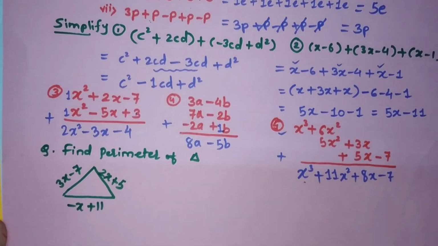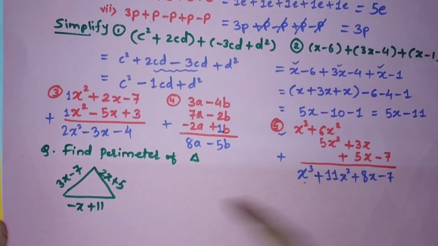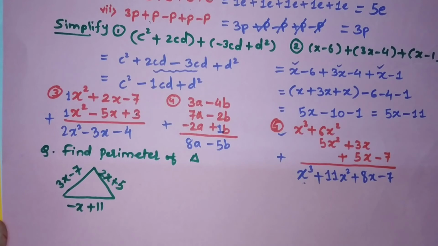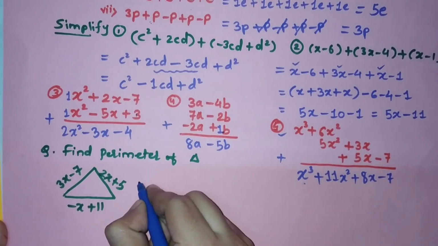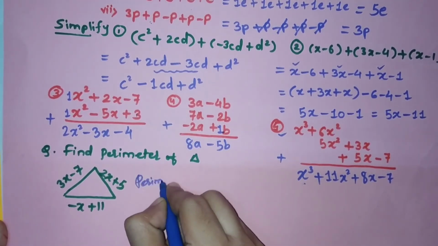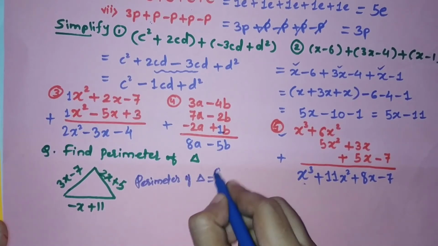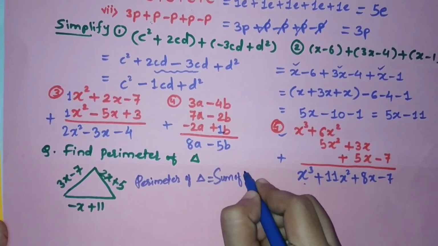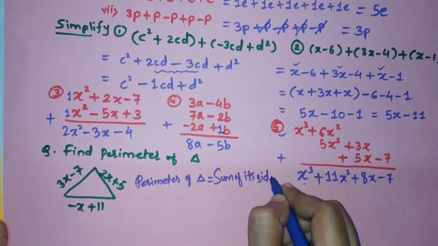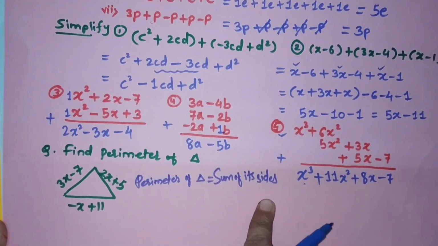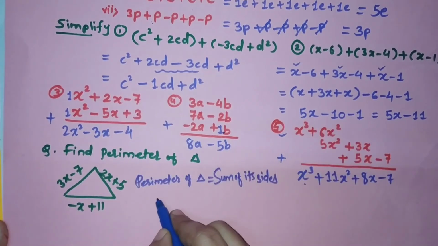Now friends, the question is to find the perimeter of a given triangle. Here you are given a triangle, and you need to find its perimeter. First of all, we know that the perimeter of a triangle is the sum of all its sides. So we need to sum its sides. Here the sides are given in terms of expressions. So we'll do the addition.